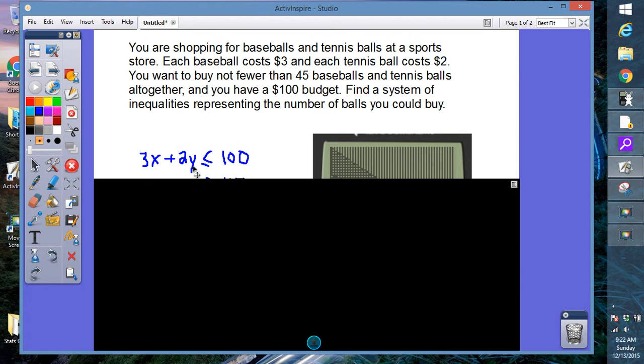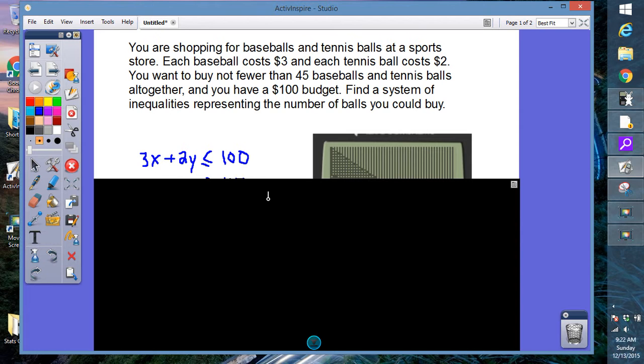Now your budget means you can't go over it. You can be equal to your budget, you can be less than your budget, but you can't go over your budget. So this is a less than or equal to $100. So 3 times the number of baseballs plus 2 times the number of tennis balls has got to be less than or equal to $100.